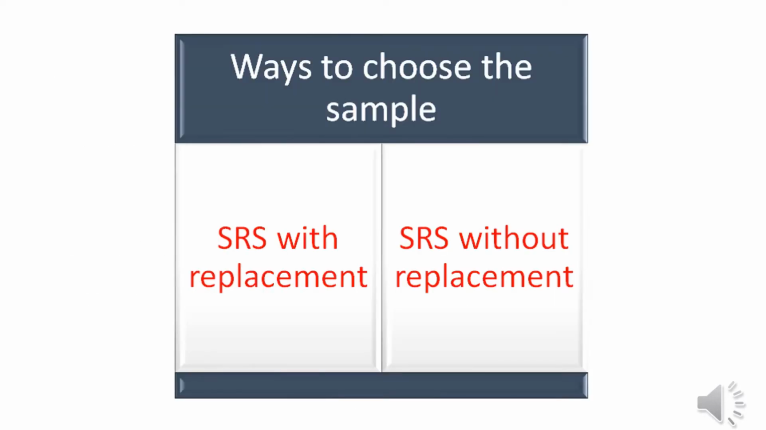There are two methods that we can use to select a sample. The ways are SRS with replacement and SRS without replacement. The difference between them is that in SRS with replacement, each unit has an equal chance of being selected, but for without replacement, any one of the remaining units has the same chance of being selected.